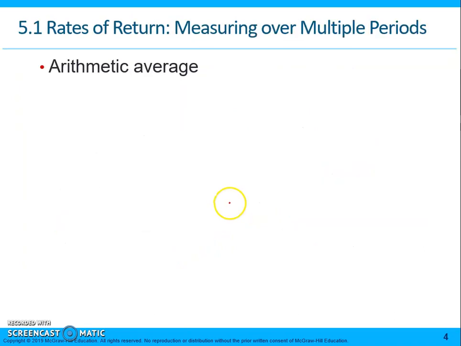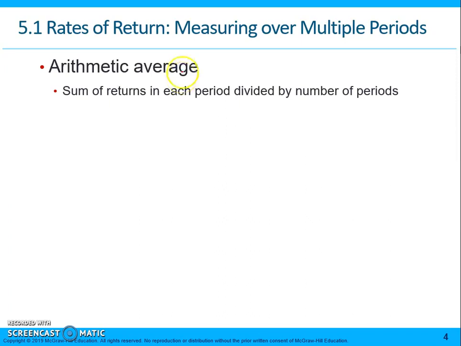Now, a calculation of rates of return. We can measure rates of return three different ways. First is arithmetic average. For the arithmetic average, you simply add up the returns and divide by the number of periods. So in our example, we've got 4 returns, so we add those 4 returns up and divide by 4.